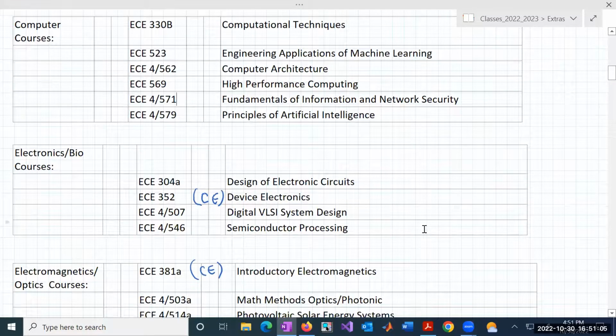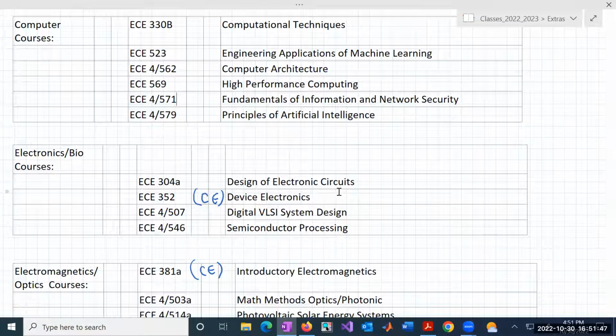Moving on to a different category of courses, the electronics and biomedical related classes, ECE 304A, that's a follow-on to ECE 351C. If you liked 351C, that was the first half of the textbook. The second half now in combining these different pieces of a preamplifier, power amplifier, etc., putting all of those together, now ECE 304A is where that happens, and there's a lab component to 304A.